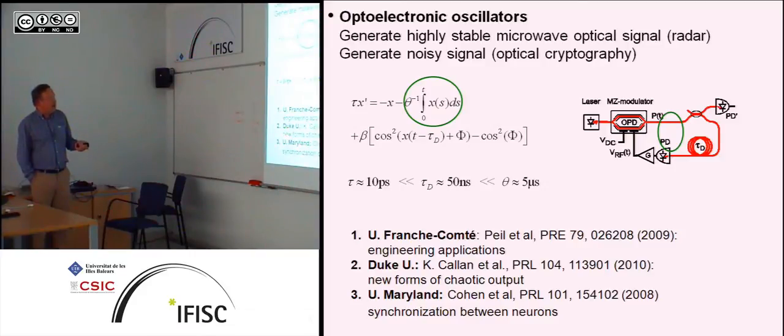Dan Gauthier is interested in new forms of periodic outputs. And Raj Roy is interested, for example, in synchronization properties between neurons, using, for example, two of those oscillators as a pair. Okay?